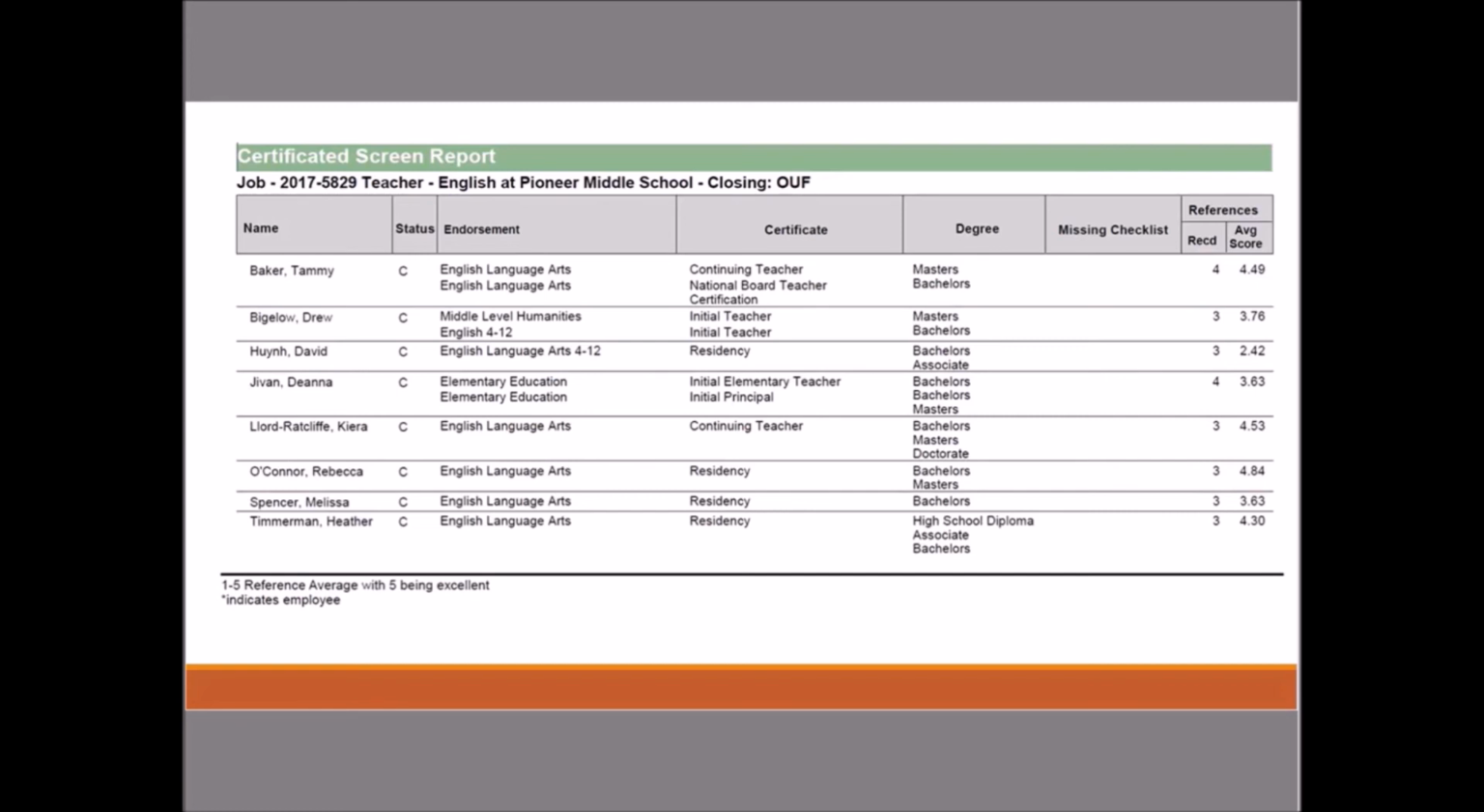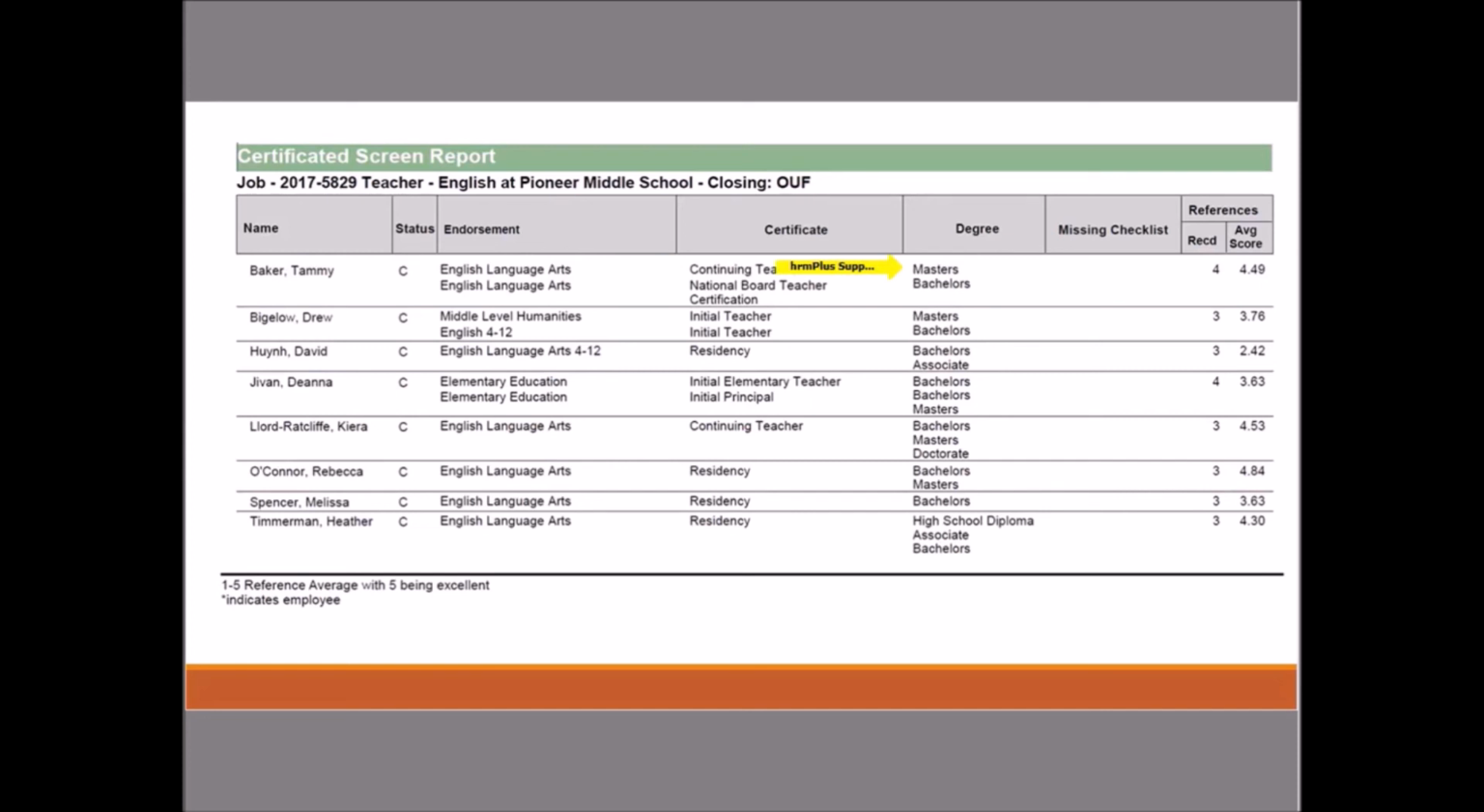So this is an example of a certificated screen from one of our districts, and they sat down and talked about what things at a glance they could put on a report that would be helpful to their administrators when looking at their pool and screening. So here's an example. They list the name and the status of the applicant, so they'll know right away if they are complete, incomplete, or pending. Since this is a certificated screen, they thought it was important to list endorsements and certificates, so they're both listed. And they also wanted to know their level of education.